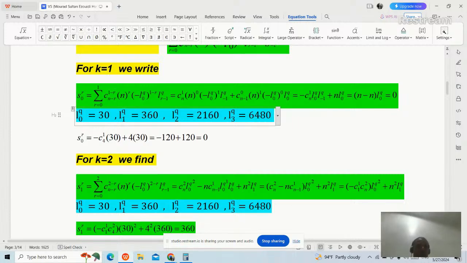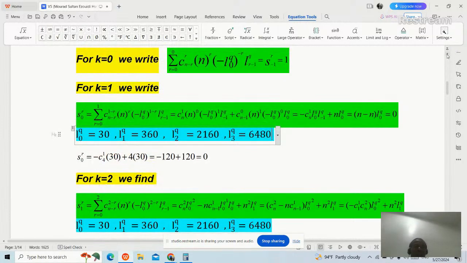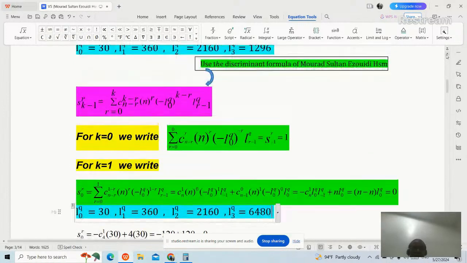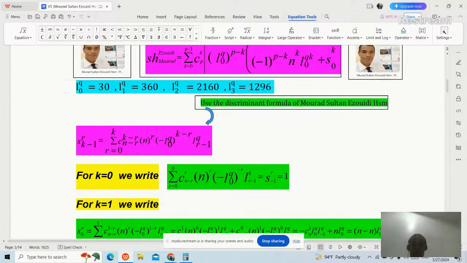This is the super and the deep work of Mourad Sultan Ezouidi that will be done for your sake, learners.